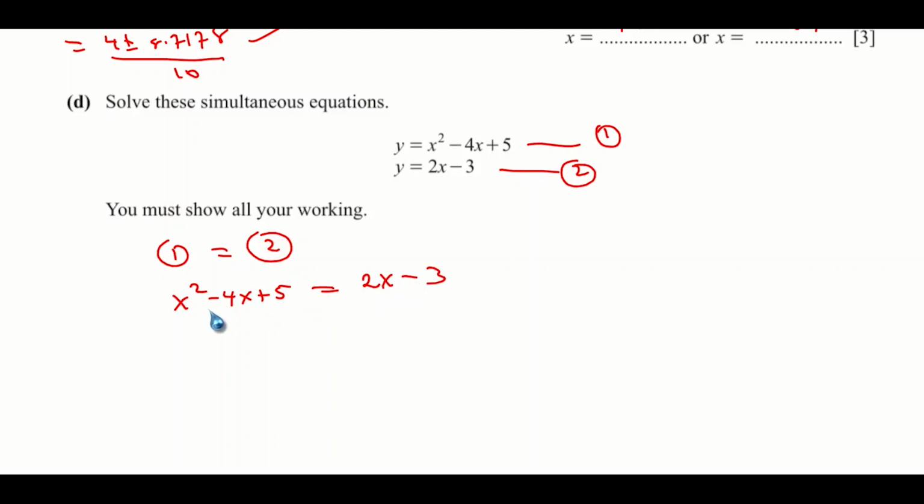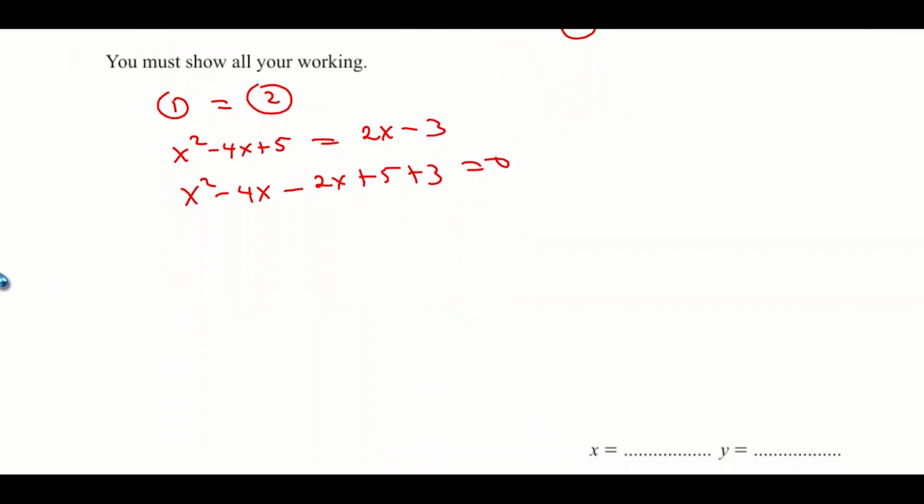So if you do this, you can say x squared minus 4x. Let's bring 2x to this side, it will be minus 2x plus 5. Then let's bring 3 to the left hand side, that is plus 3 equals 0. Then we can now do this: x squared minus 6x plus 8 equals 0.